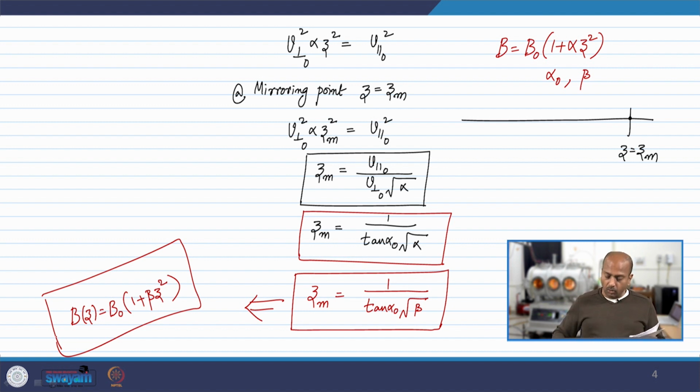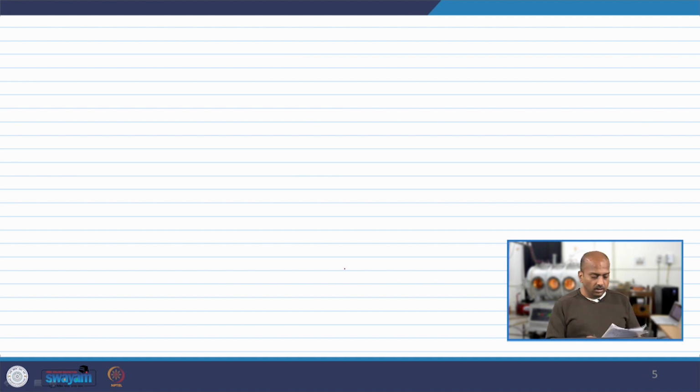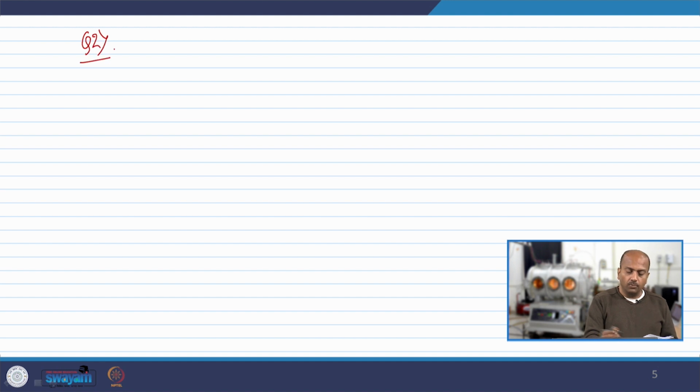Let us take one more configuration of magnetic field. This is an even more involved example which may take some time for you to solve. What I expect is for you to follow this procedure and try to understand how any problem can be solved when you have been given the magnetic field configuration. So, this is going to be question number 2.